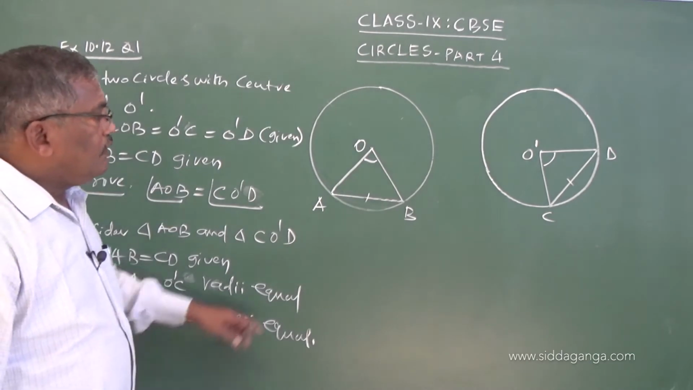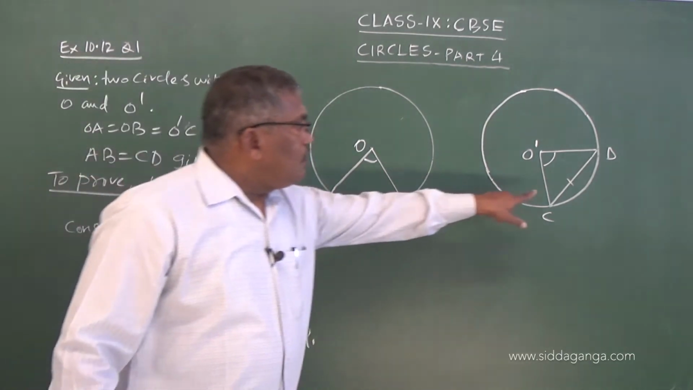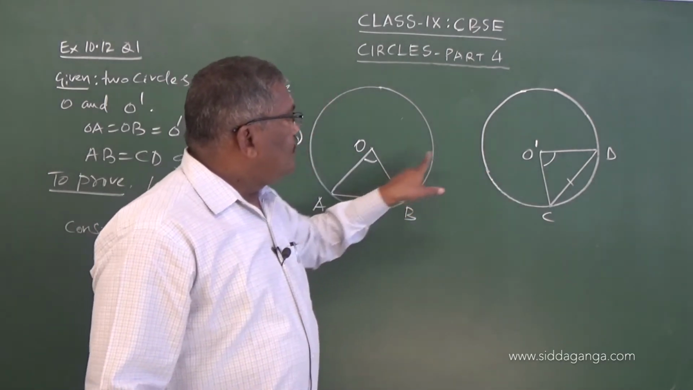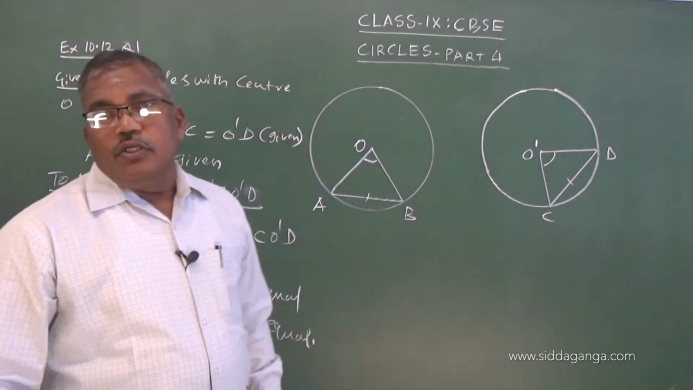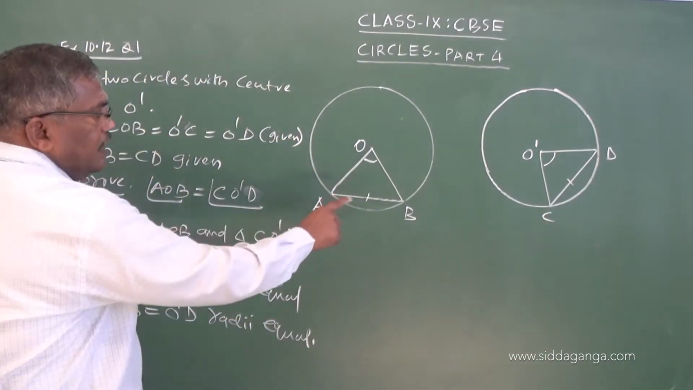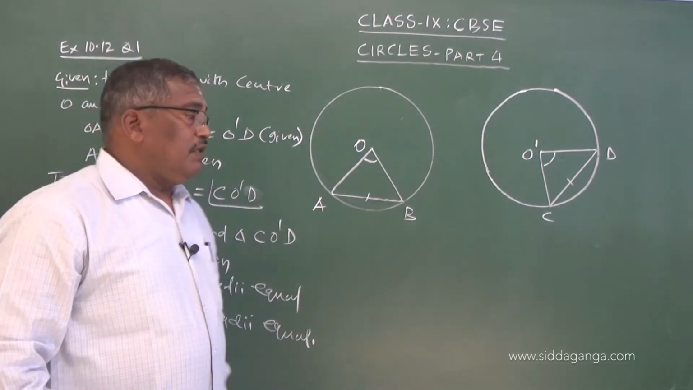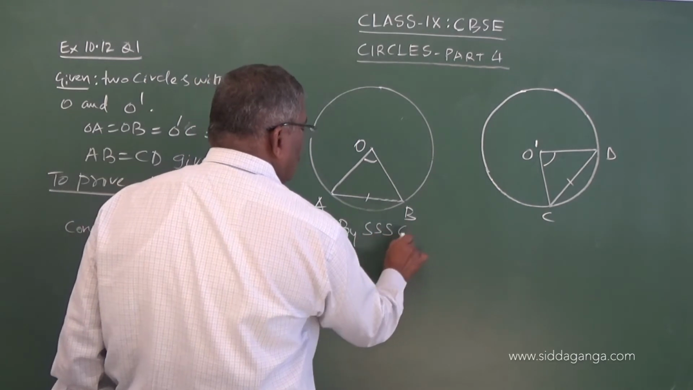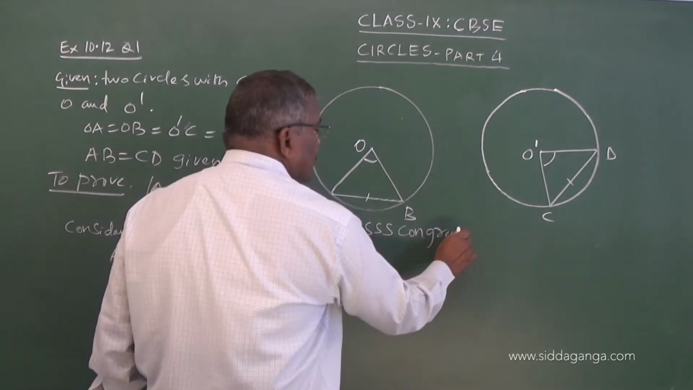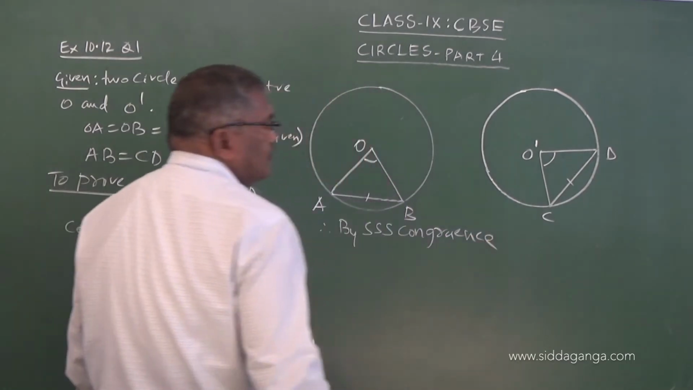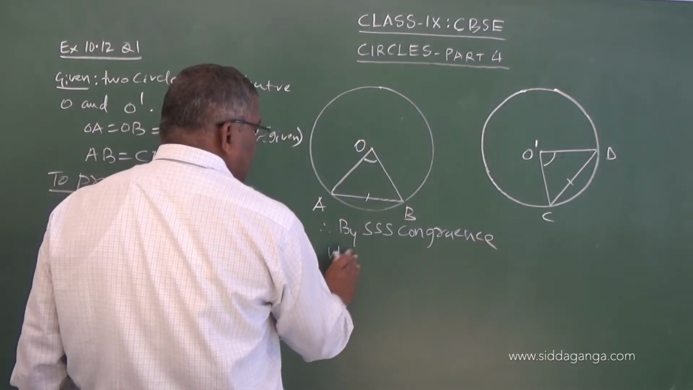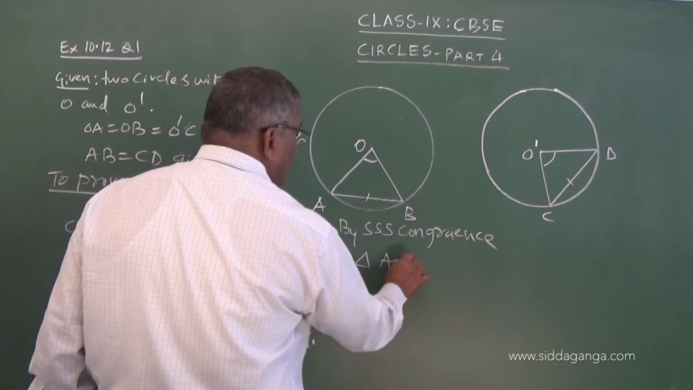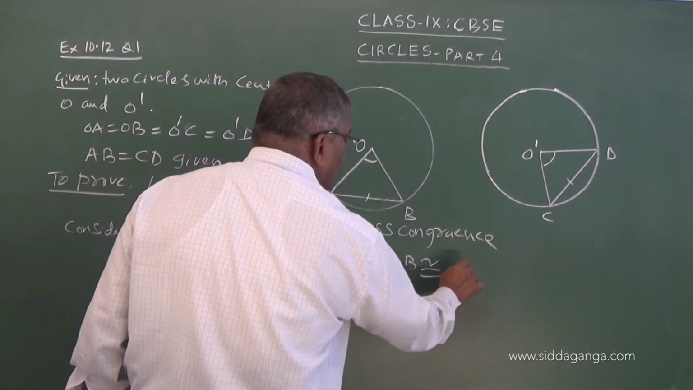So, now you can see AB is equal to CD, and OB is equal to O dash D. So the three sides of one triangle are equal to the three sides of the other triangle. Therefore, by SSS congruence, triangle AOB is congruent to triangle CO dash D.